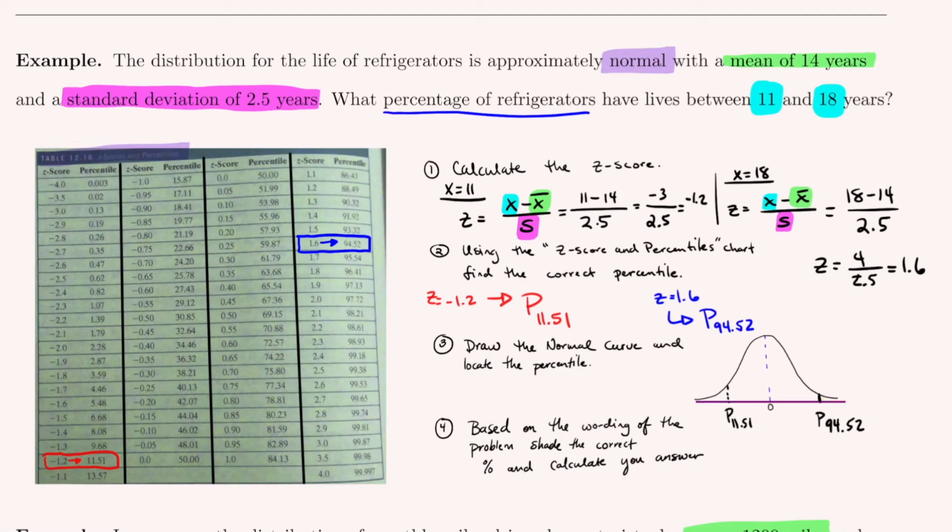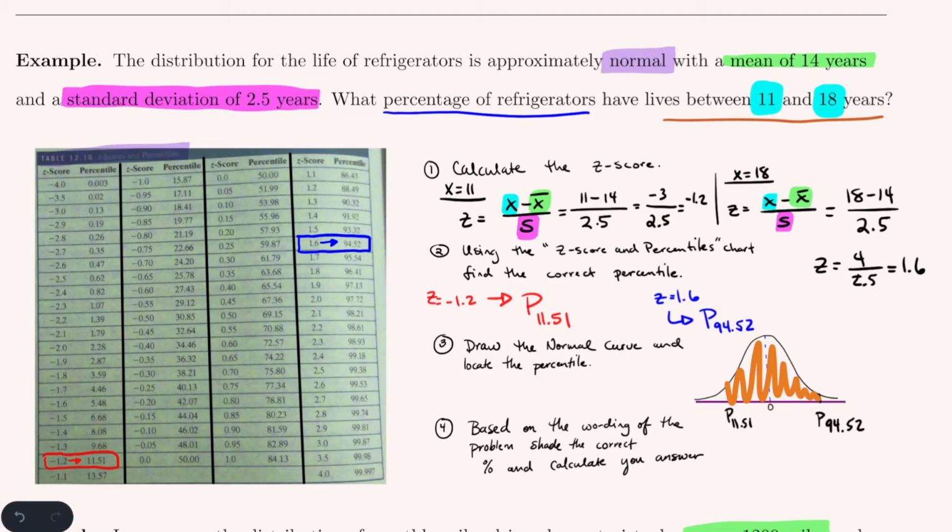Now that we've listed our percentiles on the curve, we have something to focus on. We need to go back to how the problem was worded. That's our step 4. So based on the wording of the problem, shade the correct percentile that we're looking for, and then calculate your answer. So as we're looking for values between 11 and 18, well, 11 corresponds to a z-score of negative 1.2, which is a percentile score of 11.51. 18 is a z-score of 1.6, which is a percentile of 94.52. So to be between these two things would be this portion of the graph.